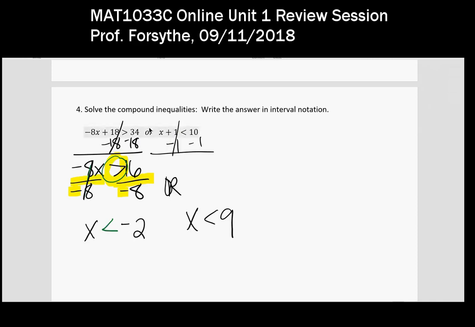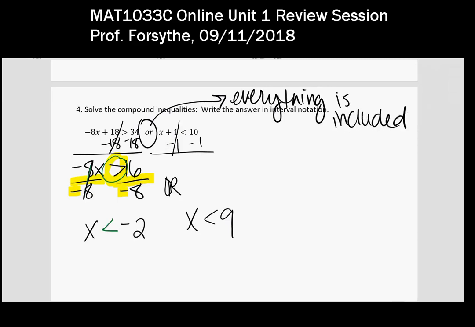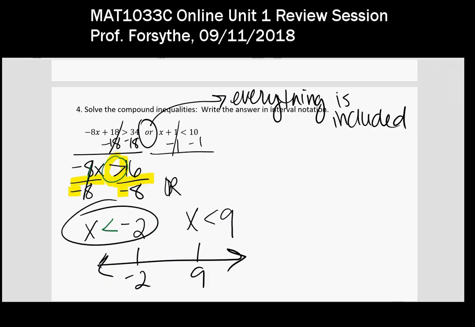Okay. So for an or inequality, we want to include everything. Everything is included. So again, let's put it on a number line to see what it actually looks like. So we'll put negative 2 on the left and 9 on the right. Okay, x is less than negative 2. So here's negative 2. All the values less than negative 2 are to the left. And then we are not including negative 2 because it's not equal to. So we're going to use parentheses.